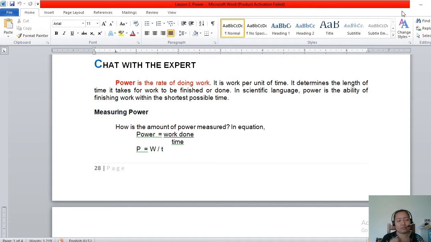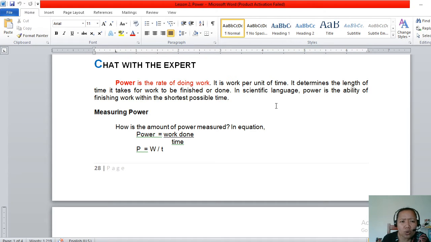For Chat with the Expert, power is the rate of doing work. It is work per unit of time. It determines the length of time it takes for work to be finished or done. In scientific language, power is the ability to finish work within the shortest possible time.